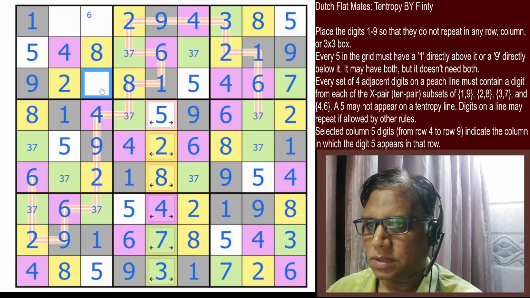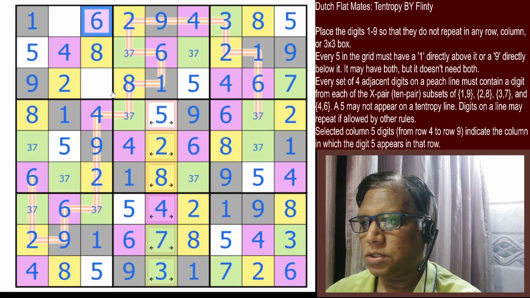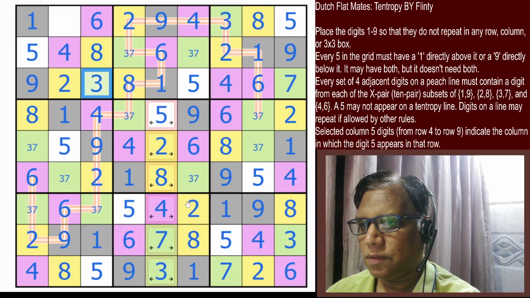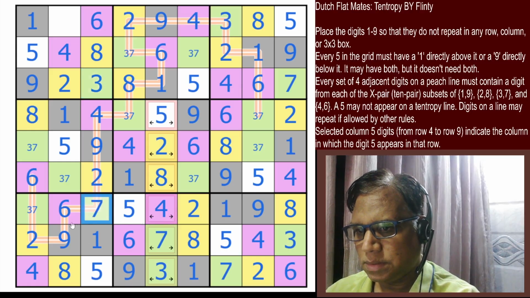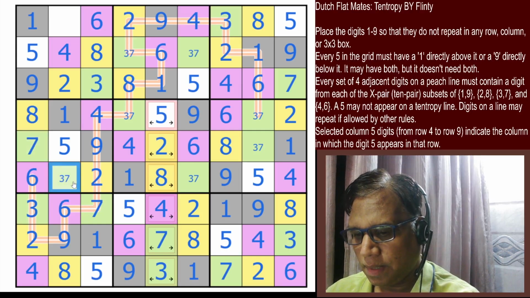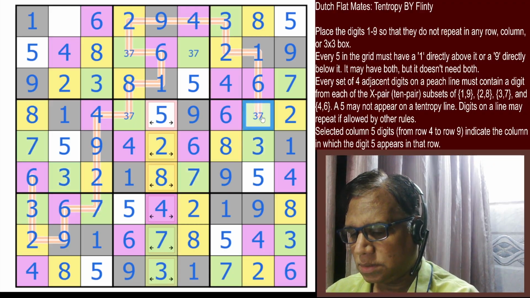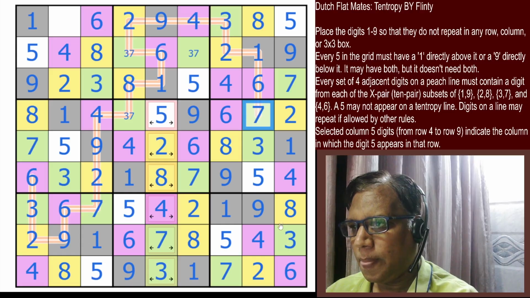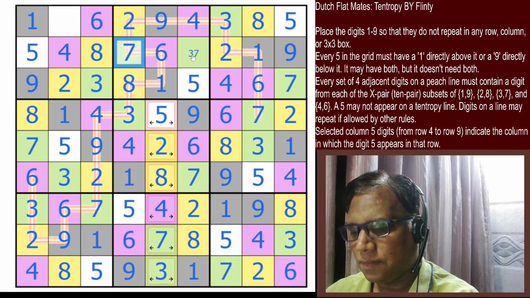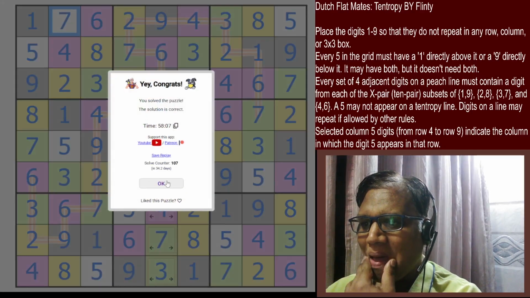Okay, that's not 6. That is 6, which is pink. So this has to be 3, 7, and which has to be now 3, because of this 7, which is green. So that's 7. That's 3. That's 7. That's 3. That's 7. That's 3. That's 7. Okay, that's 3. So that's 7. That's 3, and this is the last one, which is 7, and we are done.